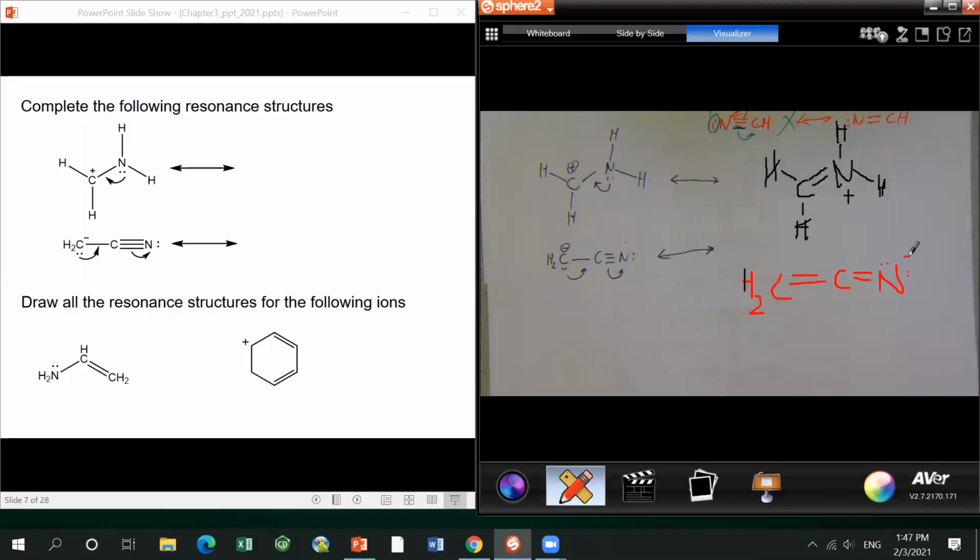Pretty good, that's right. You guys did better than the morning lecture section. So you shift the electrons twice, build up a bond between the two carbons, and then nitrogen gains one pair of electrons, so you get a negative charge on nitrogen. Pretty good.